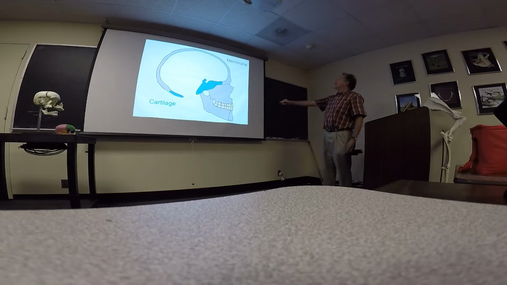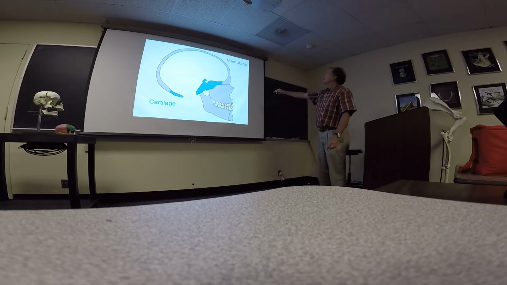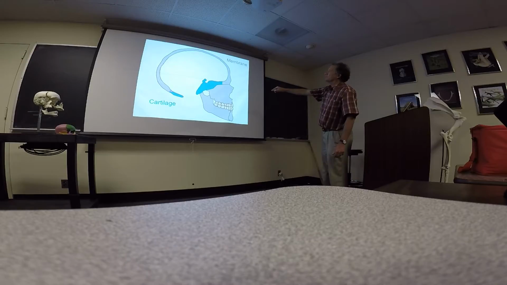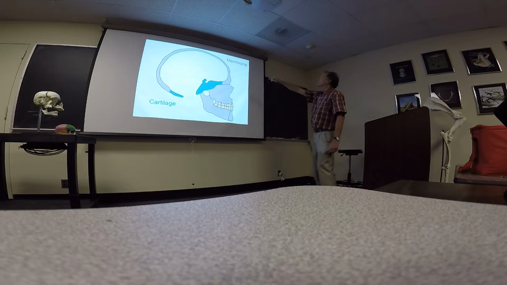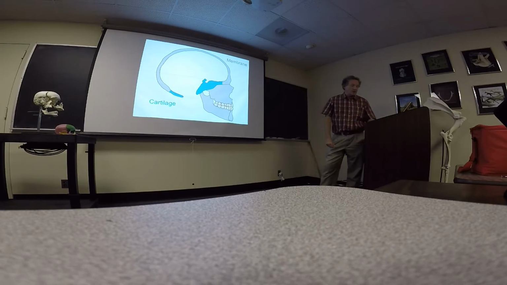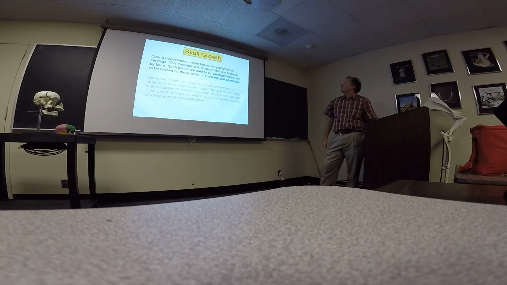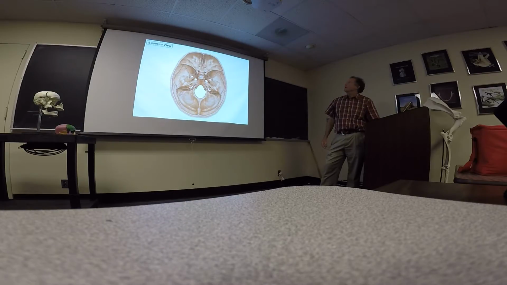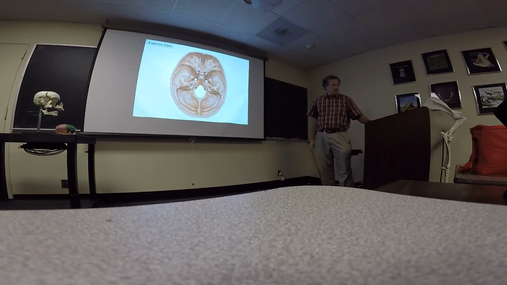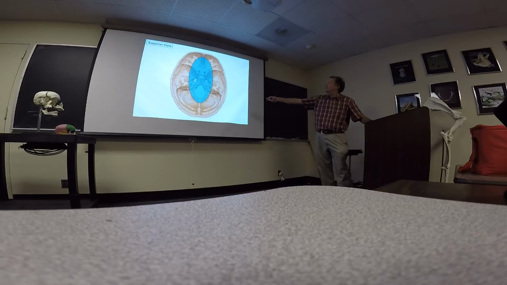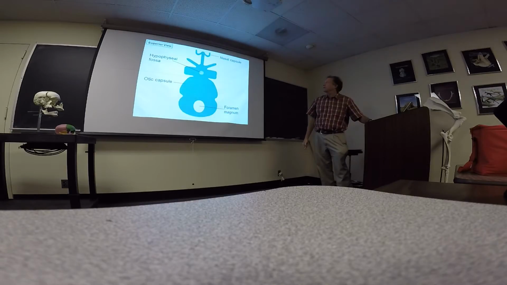Okay, the cartilaginous part tends to be the skull base, and the membranous part is the rest of the stuff. So let's look at the cartilaginous part. Here's the skull from the top, the cranial base along in here, right? We're going to focus particularly on this cranial base here.